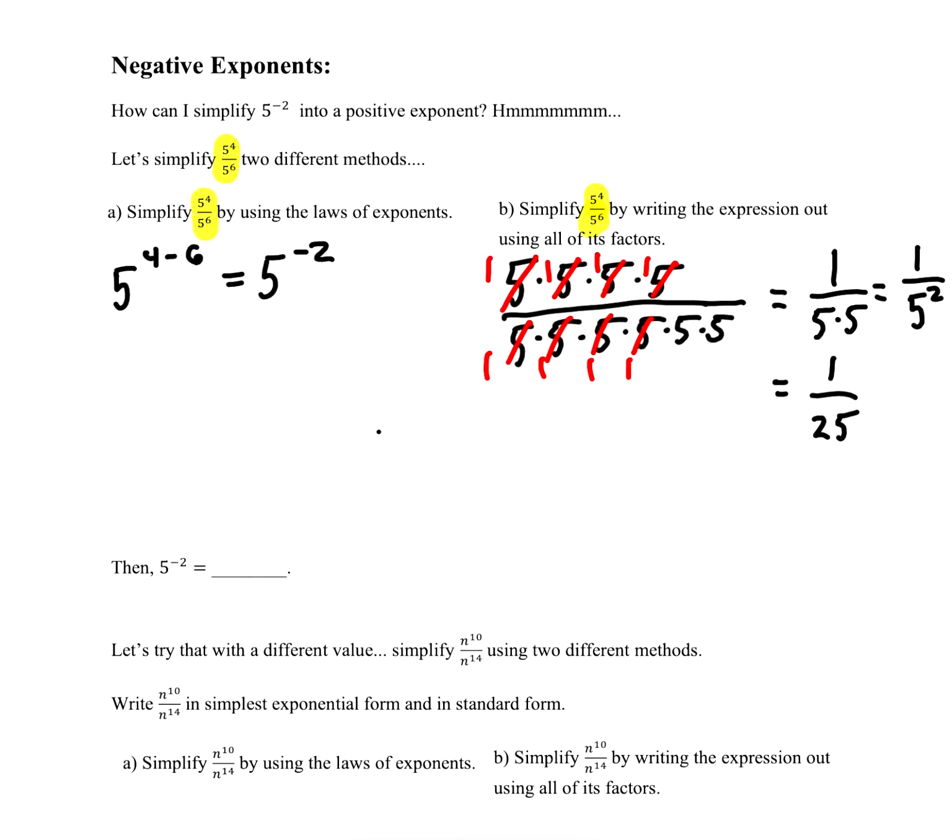So if you look at it, 5 to the negative second is equal to 1 over 5 to the second. And what we are doing there is, when it's a negative exponent, you just want to flip the base. So instead of 5, it's 1 over 5, and you make the exponent positive. So we're going to take a look at how that will look without a base that is a number. Let's look at a base that is a variable, like n.